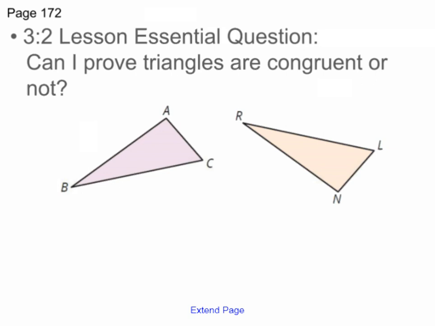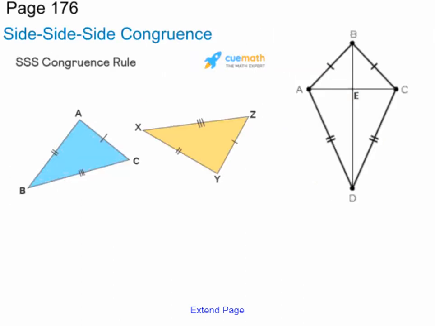Our lesson essential question is, can I prove triangles are congruent or not? So we're going to have some theorems that are going to be used to prove that triangles can be congruent. The first one is if all the sides have a corresponding side that's the same length.